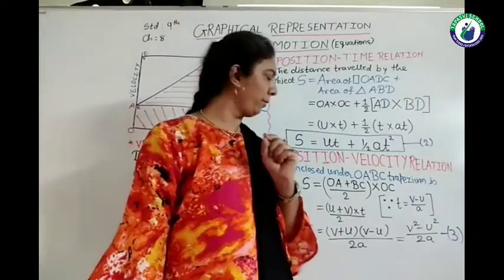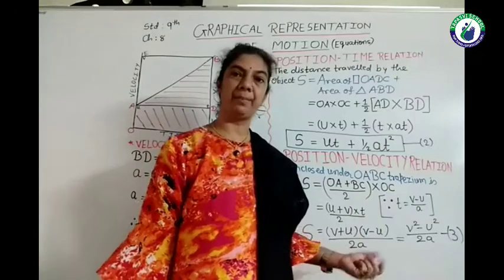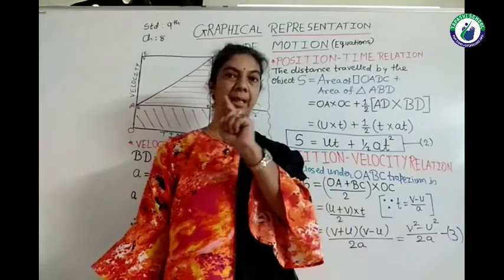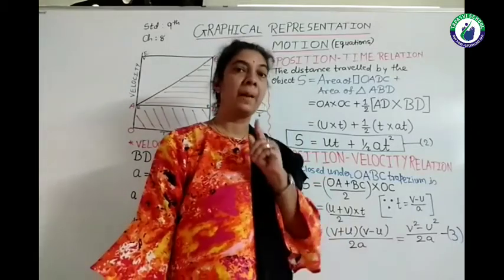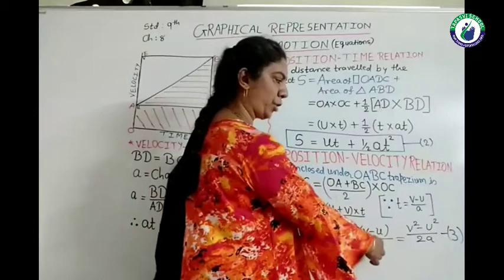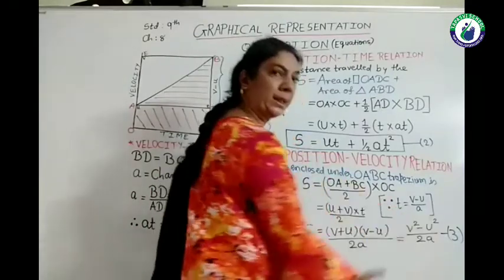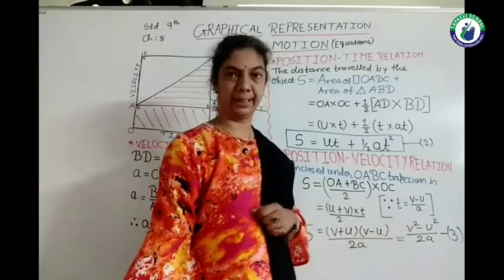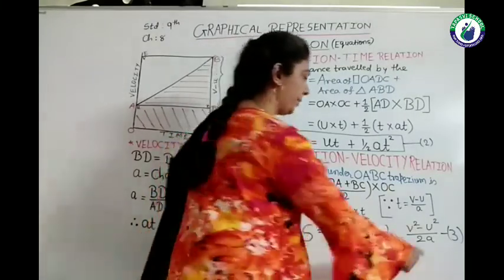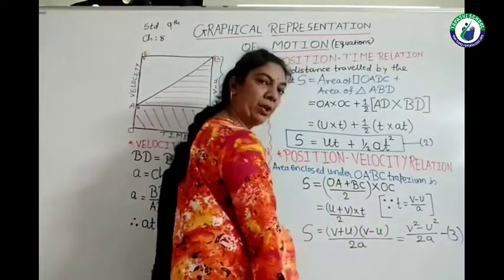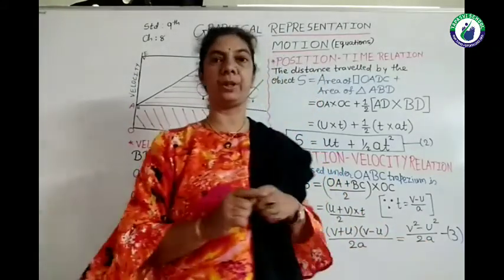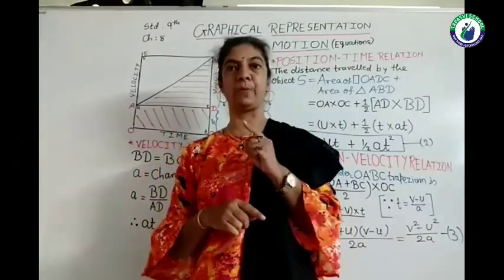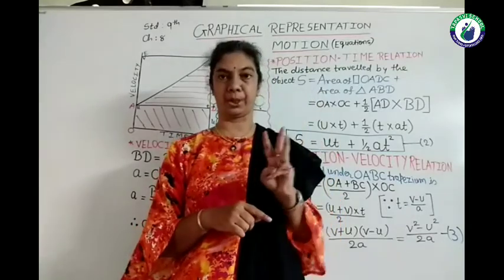Now you are very much familiar with the identity of algebra: a plus b, a minus b equals a square minus b square. By using this, I can write these two brackets as v square minus u square. Divide by 2a remains as it is. And if I move this 2a to the other side of the equals sign, I get the equation 2as equals v square minus u square. That is the third equation.